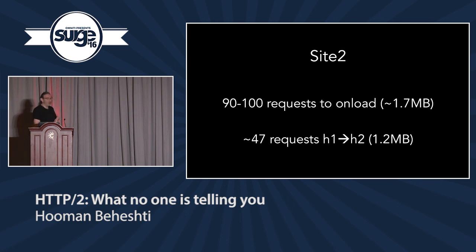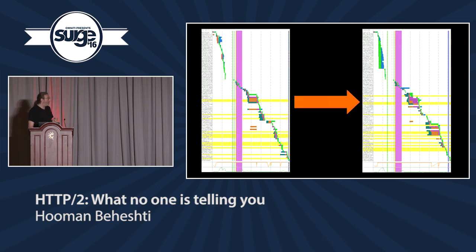I can't tell you who site 2 is because I tested it without them knowing, and it'd be unfair for me to tell you who they are. I can tell you it's a travel site. About 100 requests to the onload timer, 1.7 megs or so, and about half of those were on the root domain or one of the subordinate domains that I could move over to H2. They accounted, however, for about 75% of the payload. This is what the waterfall looks like before and after.